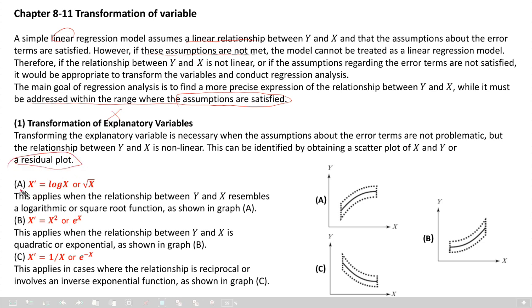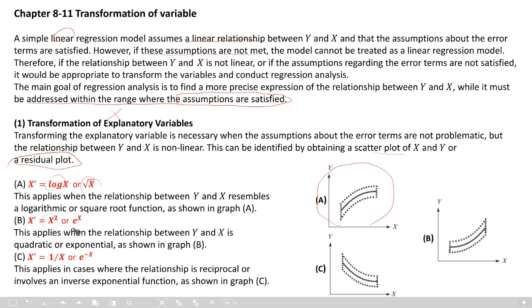Let's see. First, there are three simple transformations: log x or square root x. This applies when the relationship between y and x resembles the logarithmic or square root function, like this, okay? As shown in graph A. You get this shape of x and y relationship from the scatter plot of x and y.